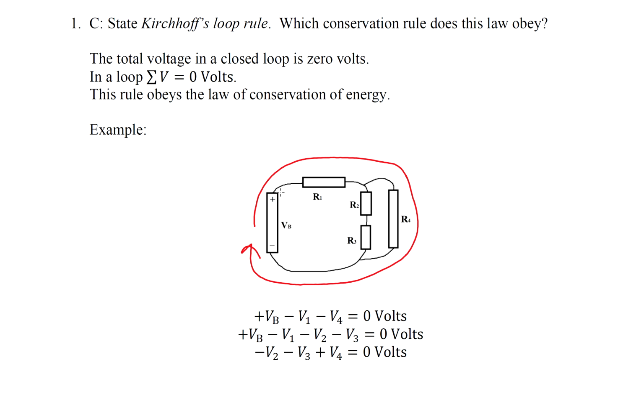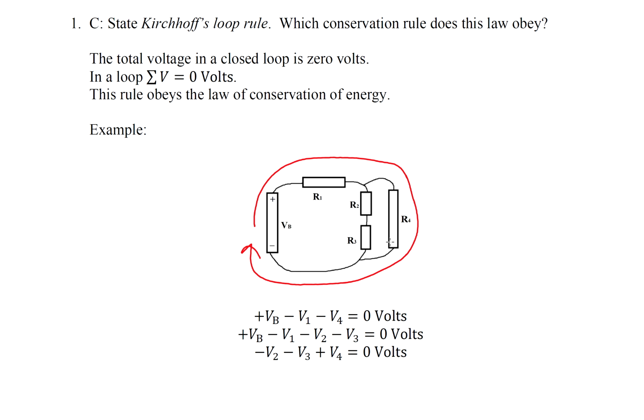Now let's take a look at this loop on the left side here. It's going to be plus the voltage of the battery, minus the voltage drop through resistor 1, minus the voltage drop through resistor 2, minus the voltage drop through resistor 3, is 0 volts.